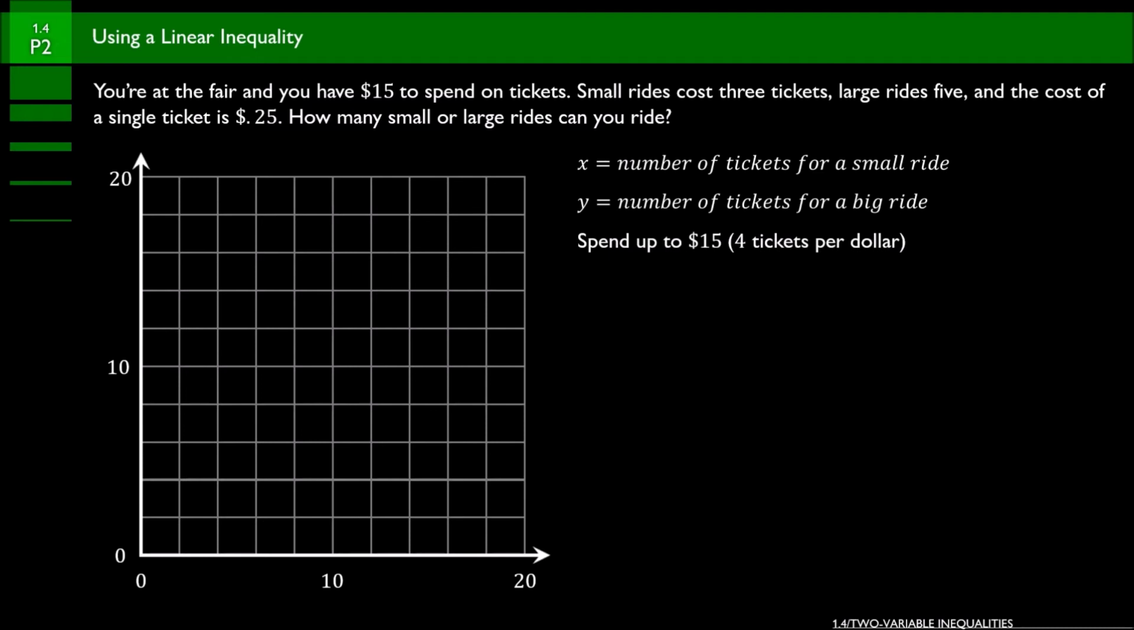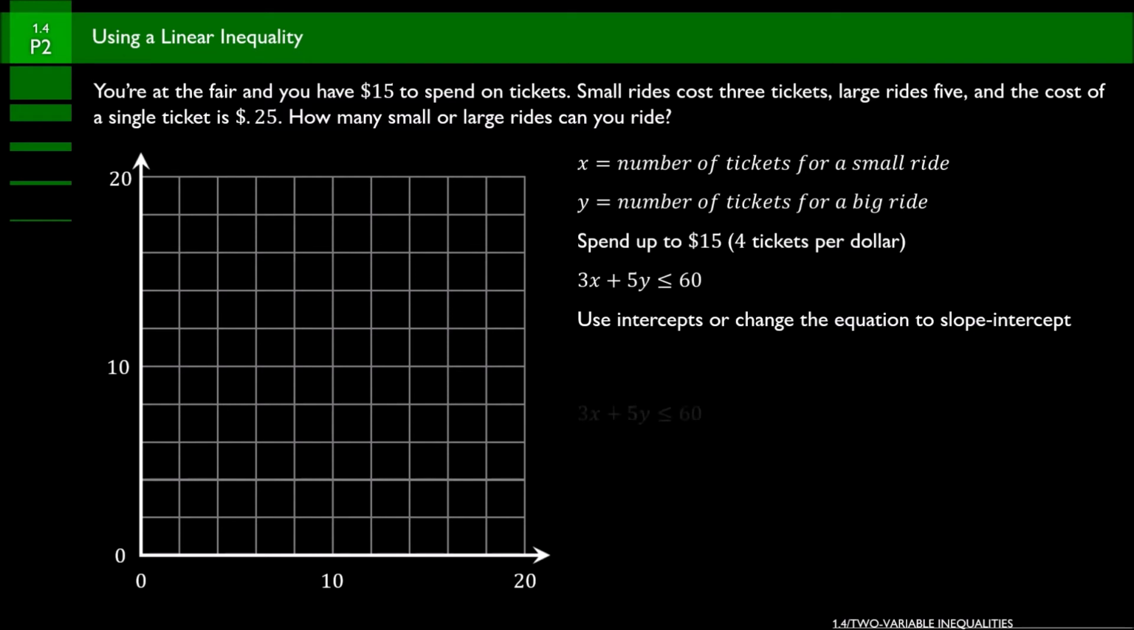The linear inequality that we're going to get for this is that we can do 3 times the small number of tickets plus 5 times the large number of tickets is less than or equal to 60 tickets, because we can do 4 tickets per dollar and we have $15. So with this, we can use our intercepts or change the equation to slope-intercept. I'm going to use the slope-intercept form to solve this.